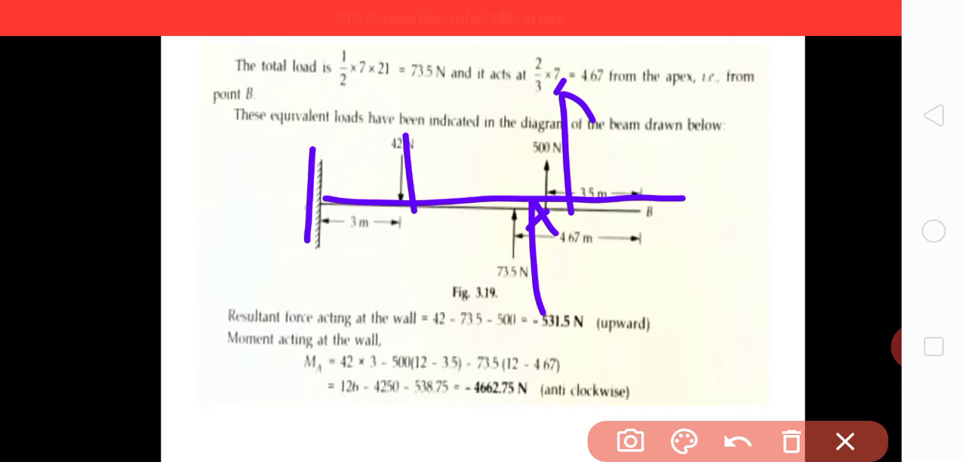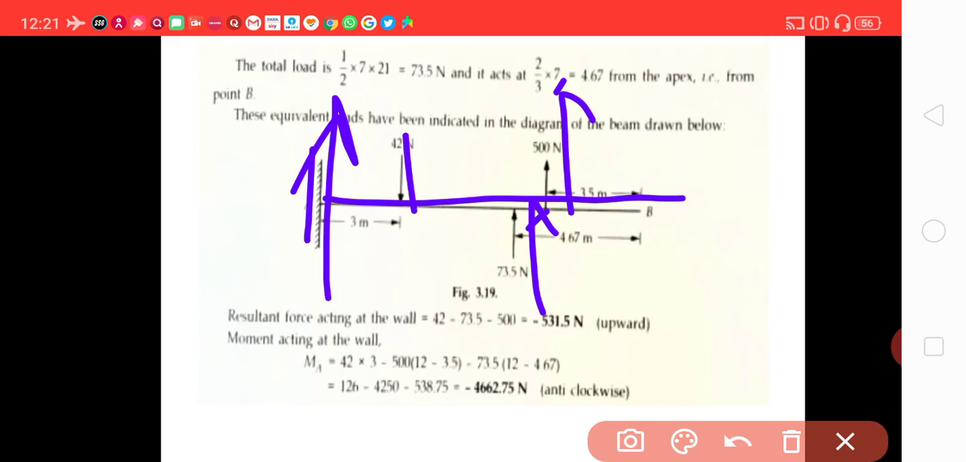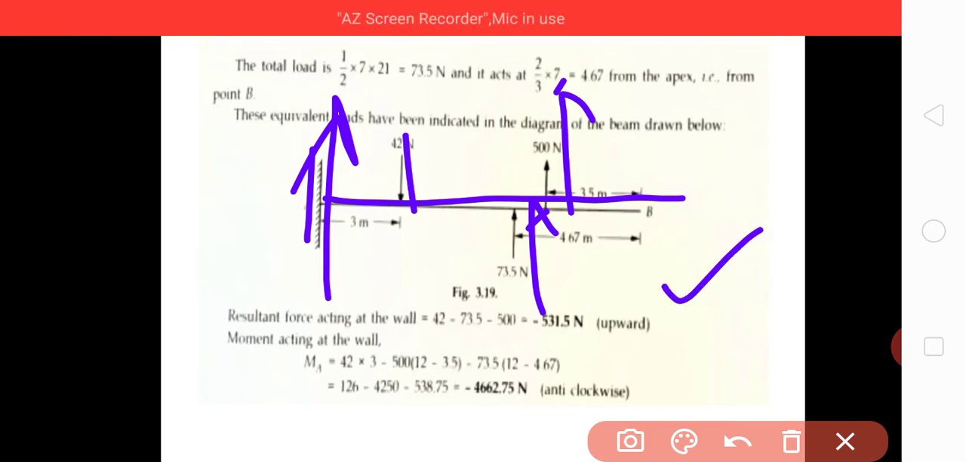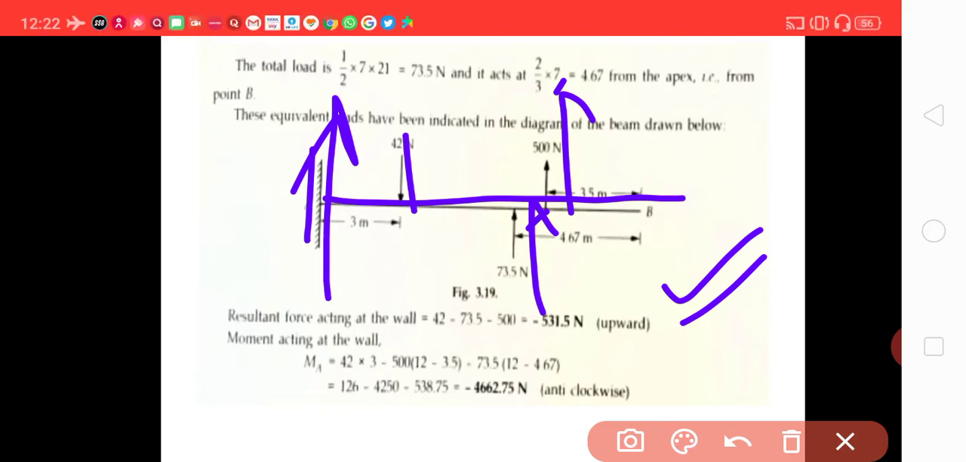Hence, the resultant force acting on the wall, which will be giving it an upward thrust like this, will be R equals 42 minus 73.5 minus 500, this much. This will be trying to lift the cantilever upward, but its reaction will be downward. This is the reaction.